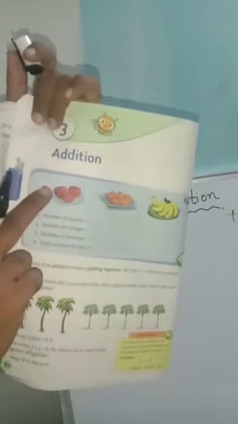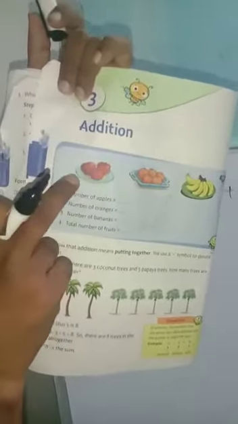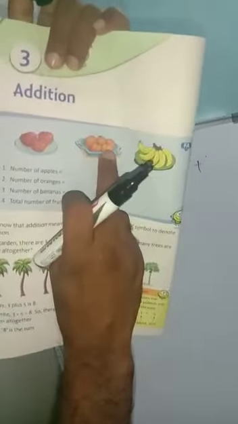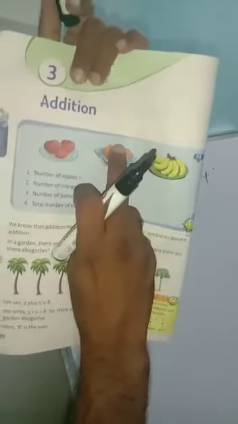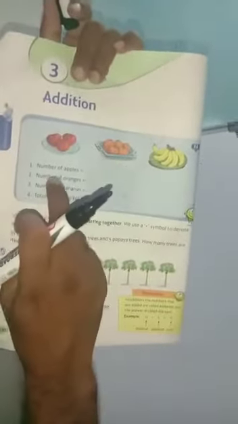Here total how many apples are there? We don't know. So first you count a single number. 1, 2, 3. Total how many apples? 3 apples. Number of apples is equal to 3. So next, number of oranges. How many oranges are there? We don't know. So now count. 1, 2, 3, 4, 5. So total number of oranges is equal to 5 oranges.